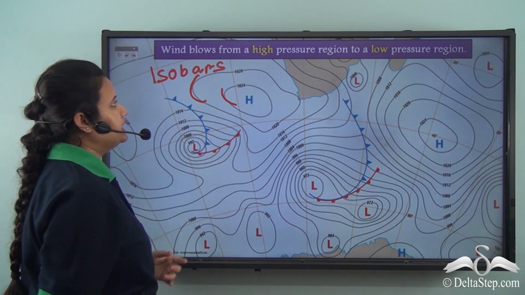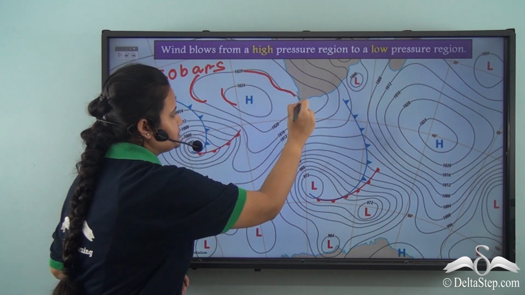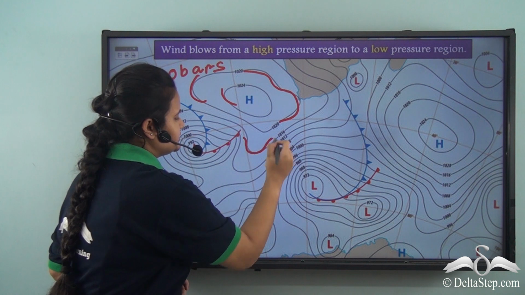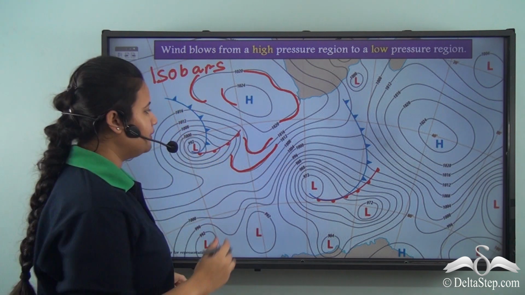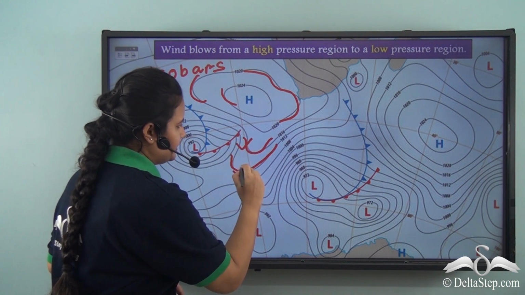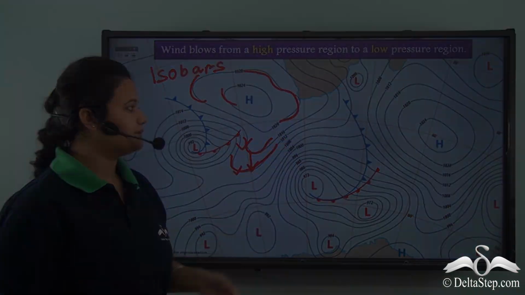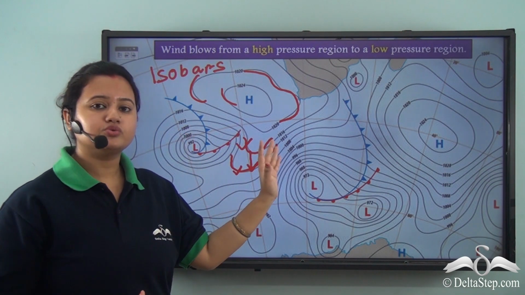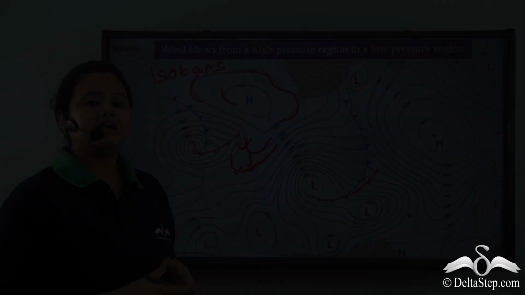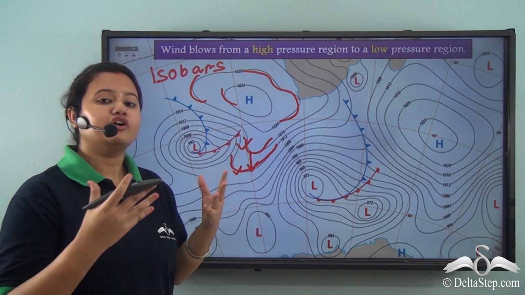Well, isobars are the lines that join the places having the same atmospheric pressure. So this is an isobar, this is another isobar. Now as we move from one isobar to another, the atmospheric pressure changes. Thus, we find that atmospheric pressure is not uniform throughout the globe and it differs. These differences in atmospheric pressure give rise to wind flow.